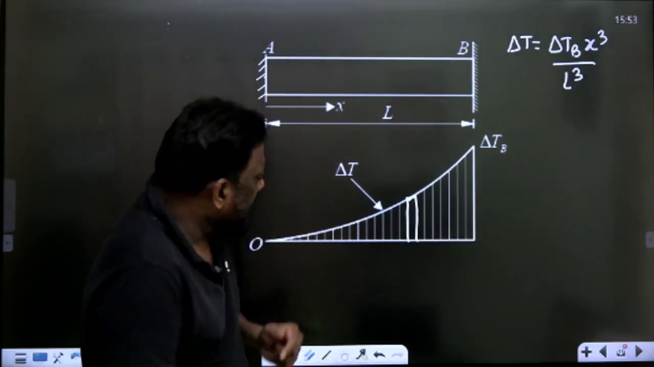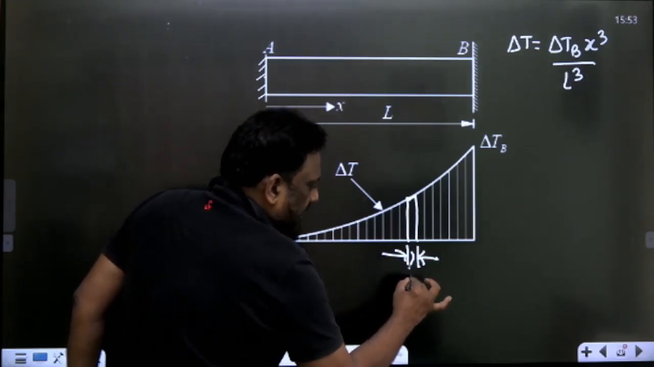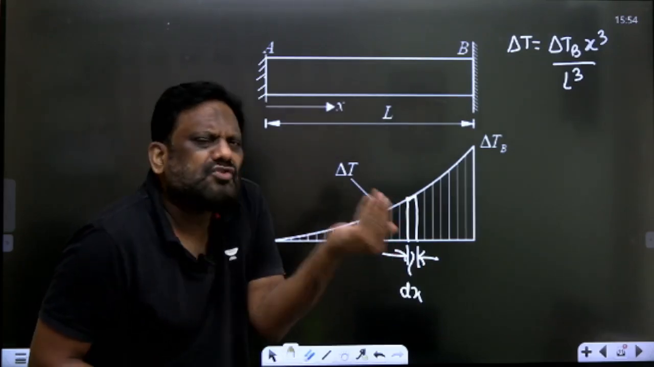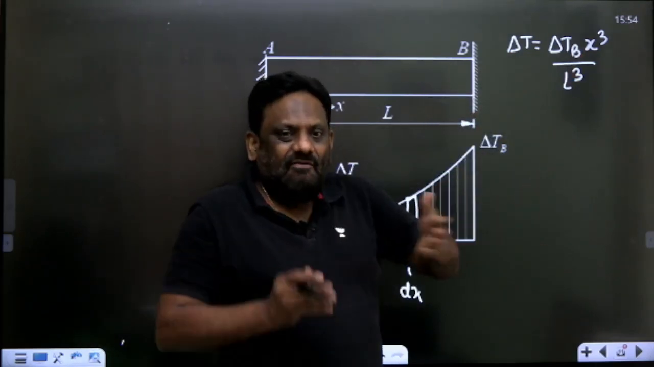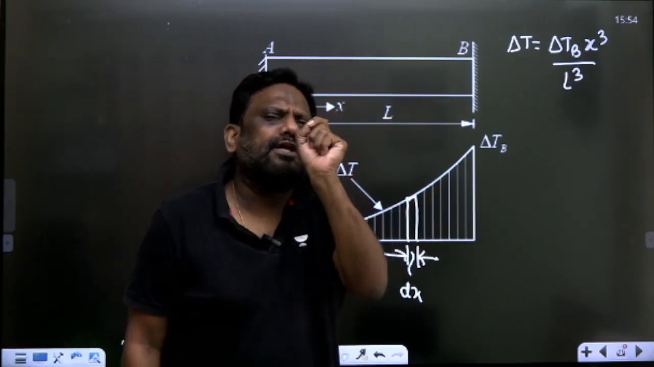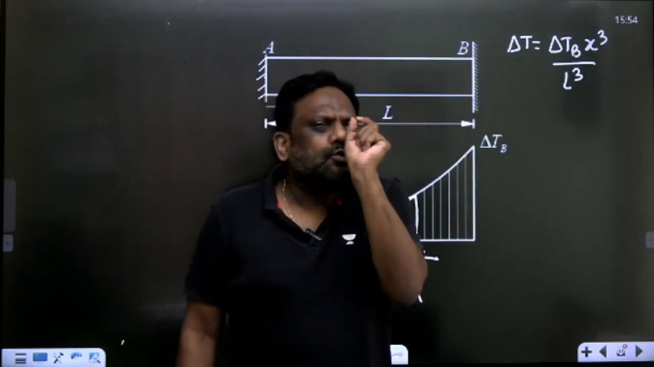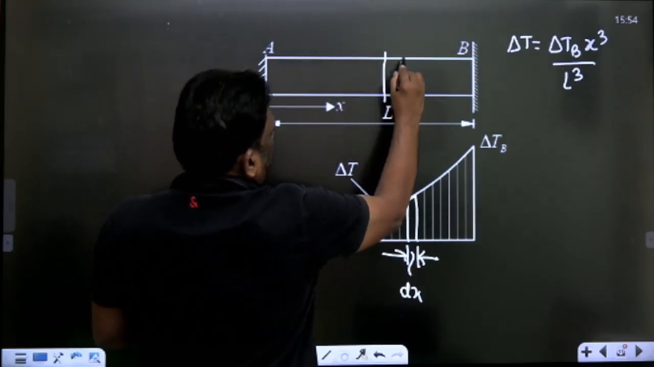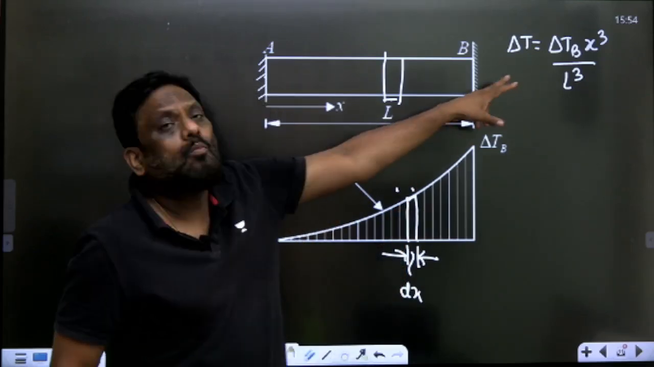If I take very small length dx, what will be the difference? Almost the same. Delta t is a function of x. When x is varying, delta t is varying. When x is varying in a very small manner, delta t is also varying in a very small manner. So if I assume in the small length dx, the temperature difference is almost constant.